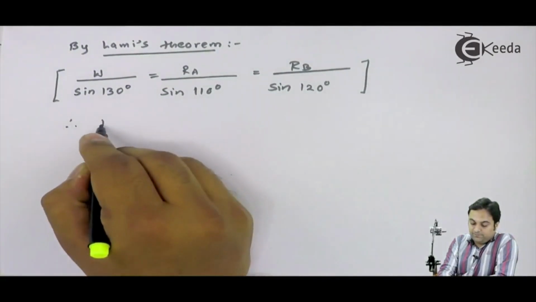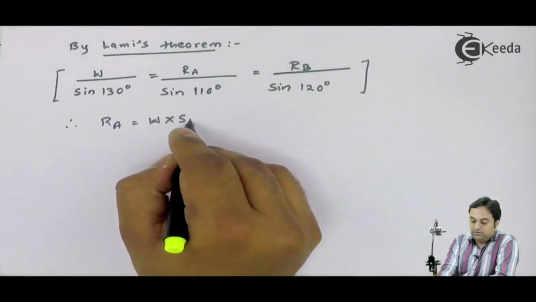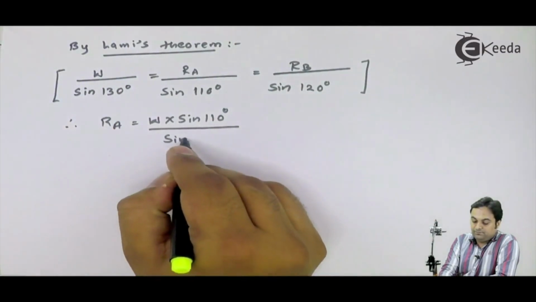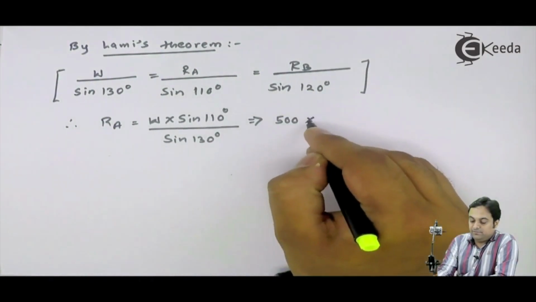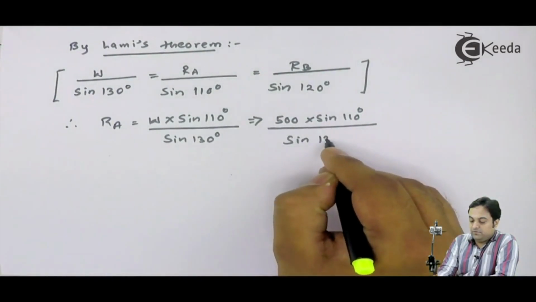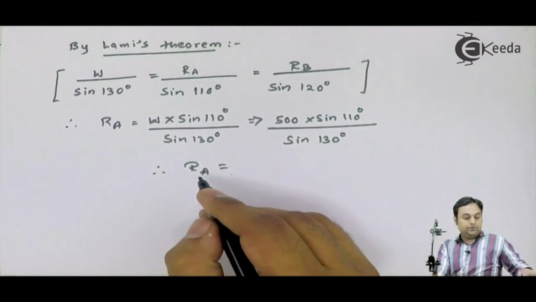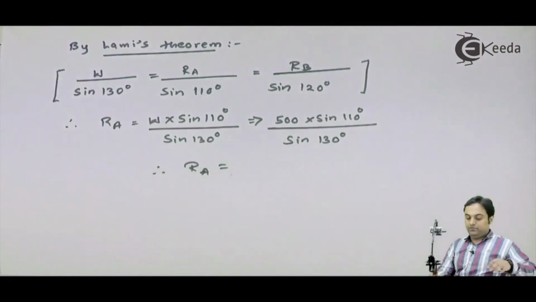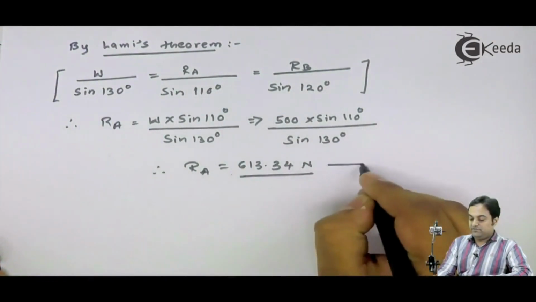So I'll say that therefore RA is equal to W into sine 110 divided by sine 130 degree. That will give me W as 500 into sine 110 divided by sine 130 degree. Therefore my answer of reaction at point A, that comes out to be 613.34 Newton. My first answer.